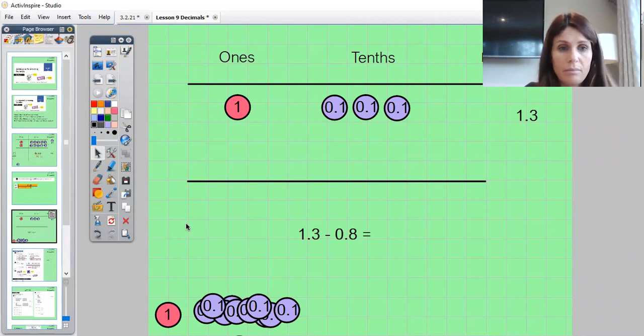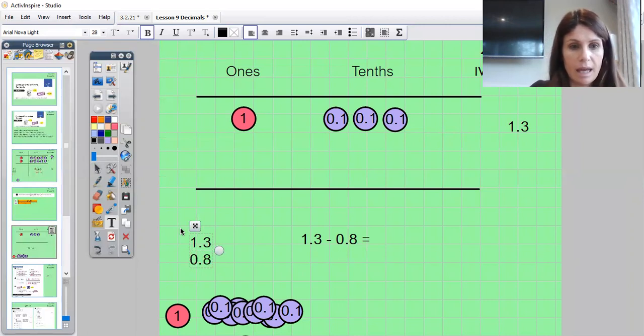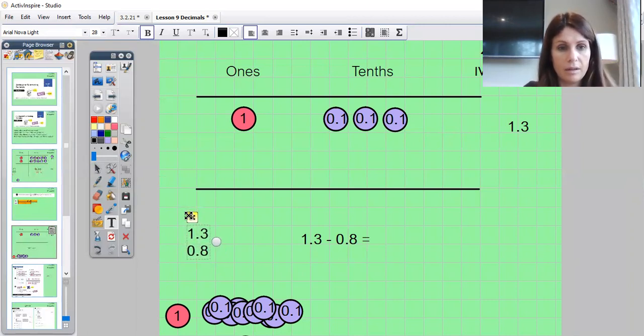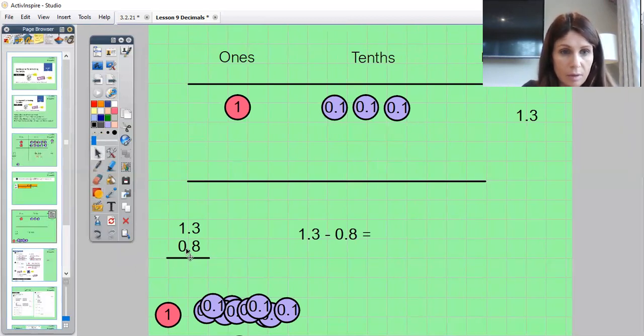Now, again, you can do 1.3, take away 0.8. You can do it using your grid, your column method. Let's quickly put a nice neat line underneath that. Parents, are you getting the sense that the children don't remember to use their rulers? Hopefully you're doing it at home. Okay, now this one's tricky because I can't do 3 take away 8. I've got to use some of this. I've got to convert this so that I can use this.